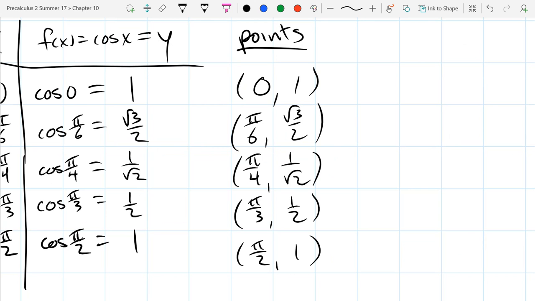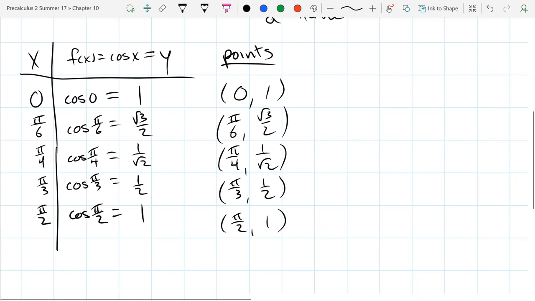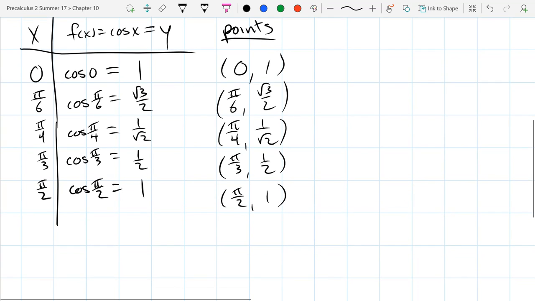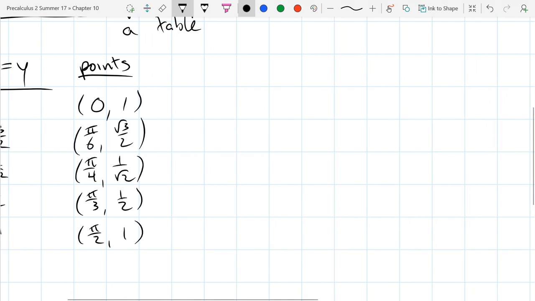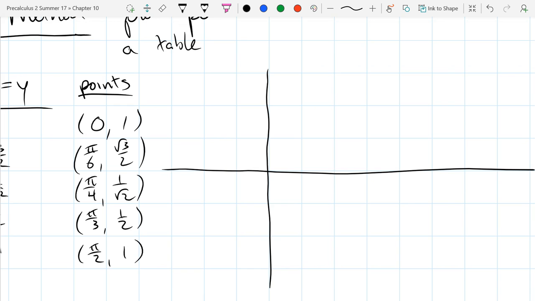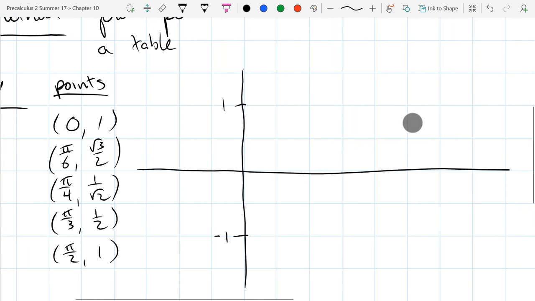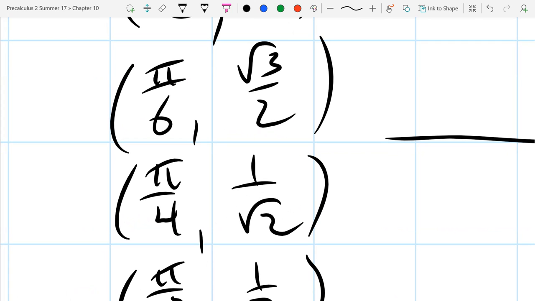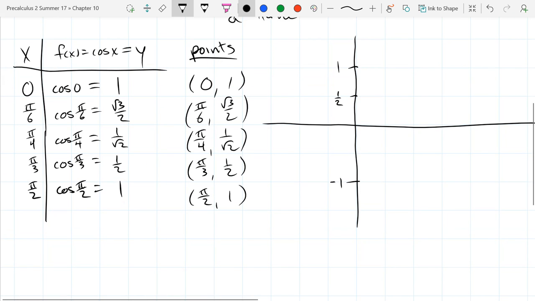I already have graph paper set up here, and let's see, we'll graph underneath actually. And we'll graph to the right here. So I'm going to do my best to make this to scale. So I'm going to call this 1. Eventually, we're going to need negative 1 for y values. Of course, there's a half. But we have 1 over square root 2 and square root 3 over 2. So these two y values, I'm a little bit worried about where they are exactly. So what we're going to do is approximate them with decimals.